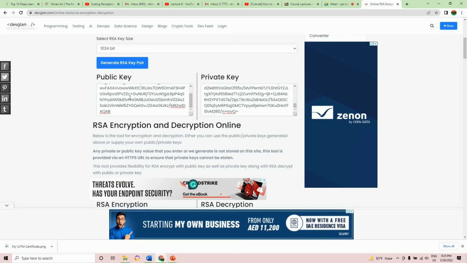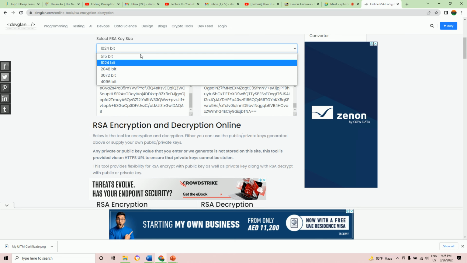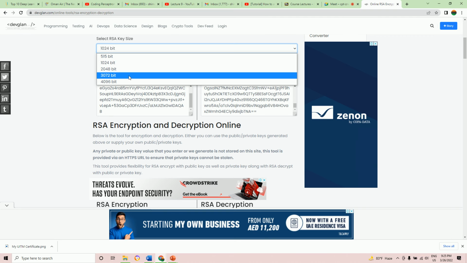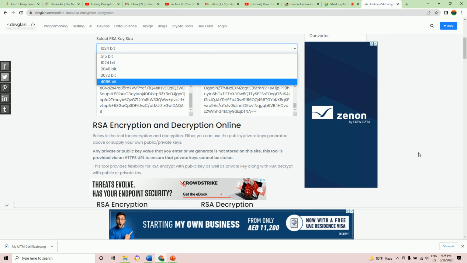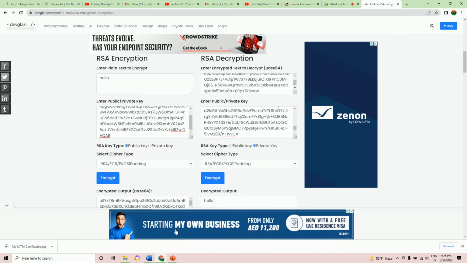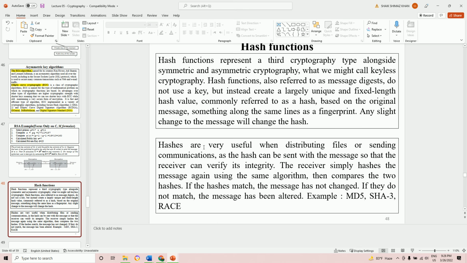When you create the key, you get a key pair. This key is related to this key, and this key is related to this key. That's called a key pair. You can create any number of key pairs like this. Understand? And this is the key size. If you want a bigger key size, you can have it; if you want a smaller key size, you can have that. But the security depends on how much key size you are using.